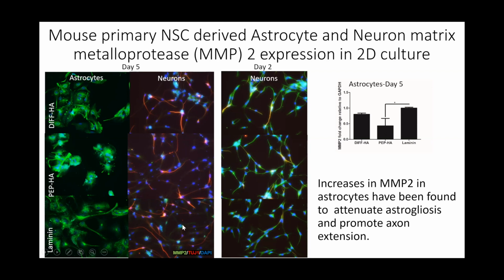At day 5 here, we don't have expression on the neurons, but if you look at earlier times where the network is not fully formed, we do have high expression, which makes sense because this is actually correlated with network formation and not network maintenance.